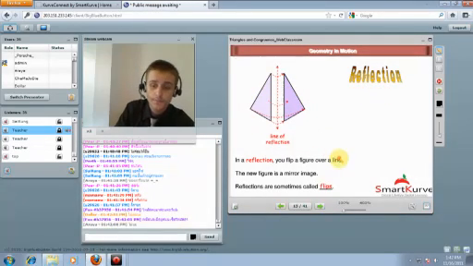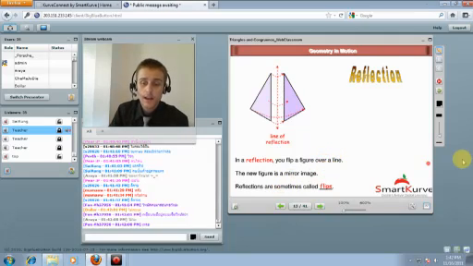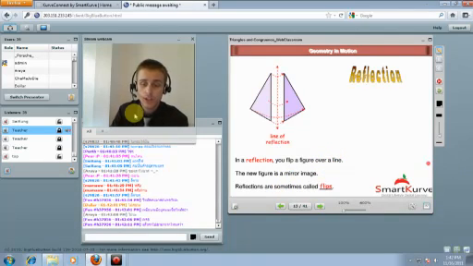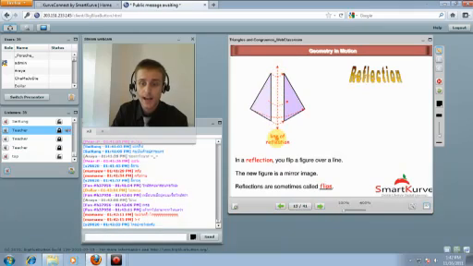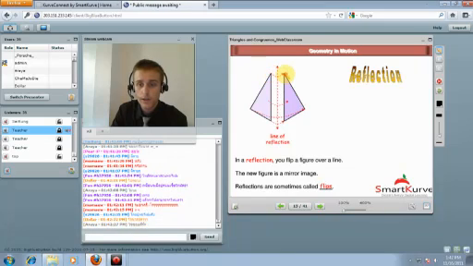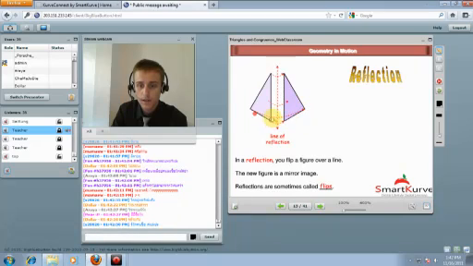In a reflection, you flip the image over a line. The new figure is a mirror image of the old figure. Reflections are sometimes called flips. So you pretend that there's a line of reflection right down the middle, and in a reflection you completely draw the mirror image of the original image. So this angle is moved all the way across to that angle, this angle to that angle, this angle to that angle.